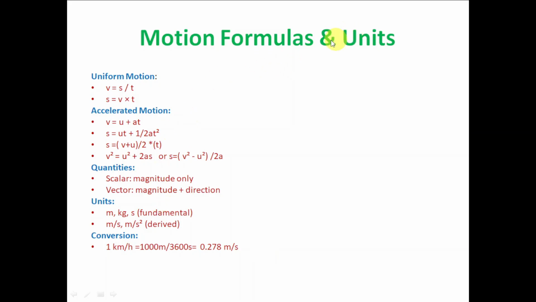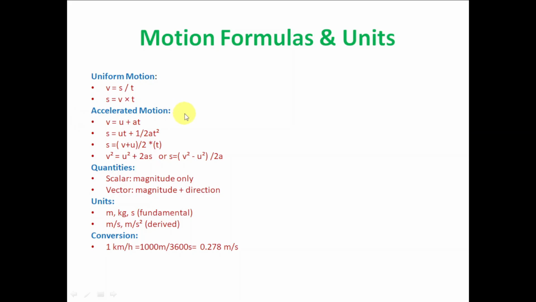Motion formulas. Those are the formulas that we are going to use to solve problems of distance in linear motion. For uniform motion, which has no acceleration, the speed is equal to distance over time. From this you can crisscross and find distance. Distance is equal to velocity times time, or speed times time.